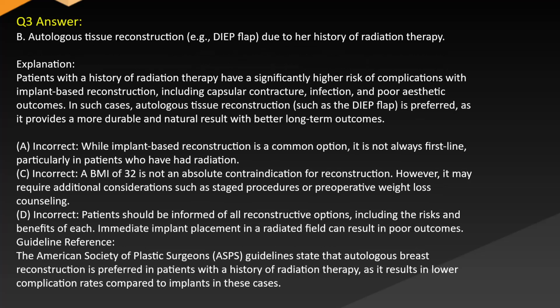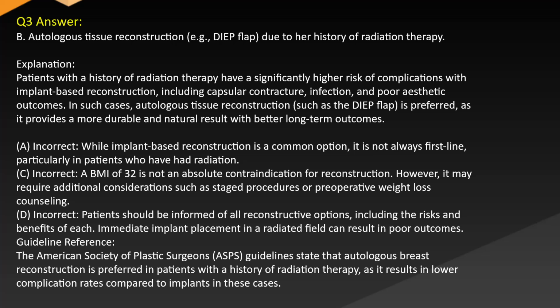Answer B. Autologous tissue reconstruction, e.g., DIEP flap, due to her history of radiation therapy. Explanation: patients with a history of radiation therapy have a significantly higher risk of complications with implant-based reconstruction, including capsular contracture, infection, and poor aesthetic outcomes. In such cases, autologous tissue reconstruction, such as the DIEP flap, is preferred as it provides a more durable and natural result. Better long-term outcomes.